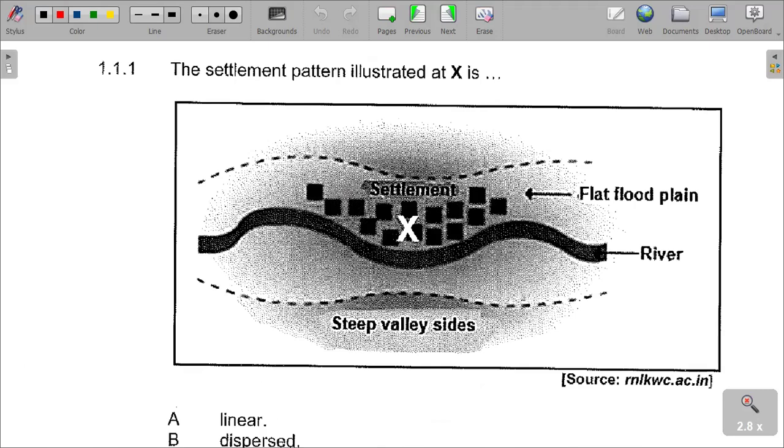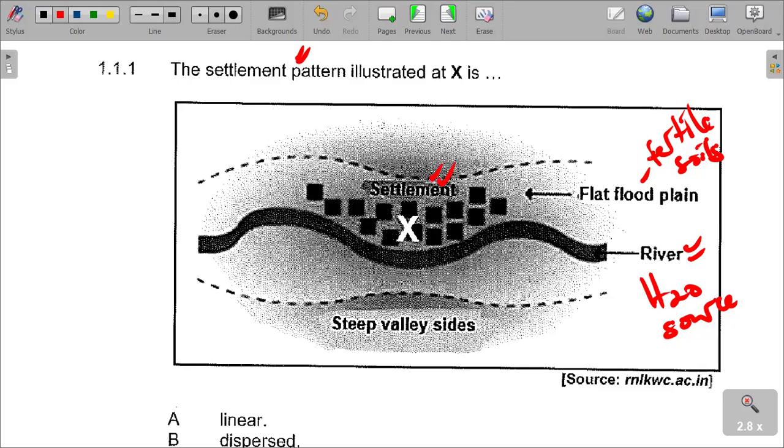This is Section A, Question 1, multiple choice. We are under settlement pattern. The settlement pattern illustrated at X is a dash. We are given a river, which we can say is a water source, and then we have a floodplain, which means fertile soils. When you go to the exam, try to quickly mark things that you are aware of. Steep valley sites, these are the steep valley sites, and then we have our settlement that is given there.